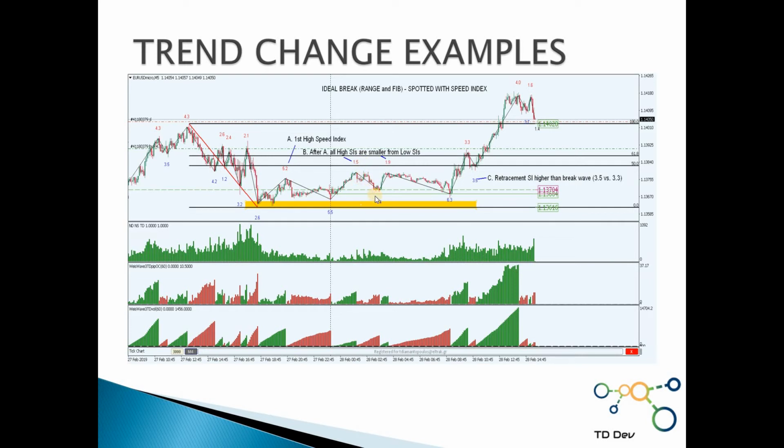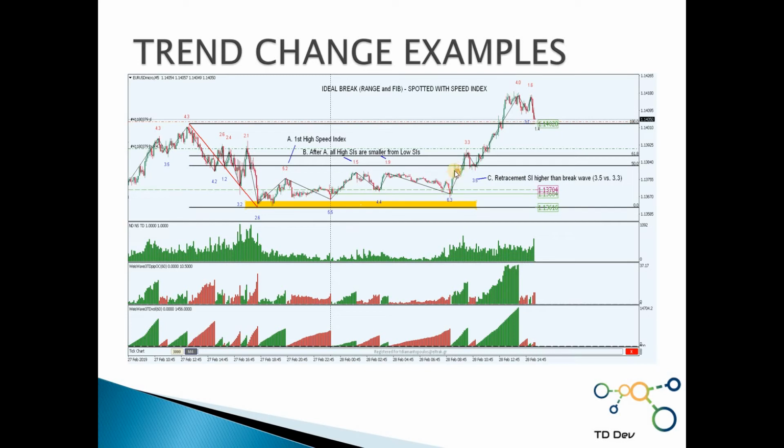And on the down wave again, 4.4 speed index. That means smart money is buying again on the down move. And on the up move, a very small speed index. And then again, finally, at the end of this range, we're having another high speed index, 6.3.